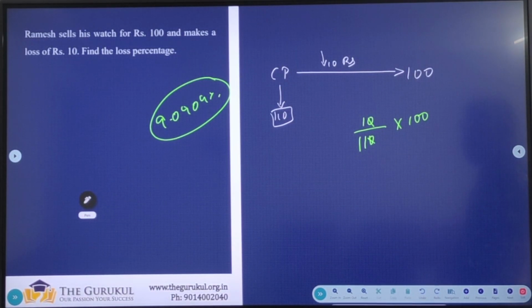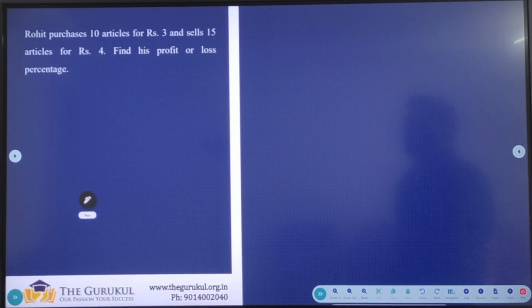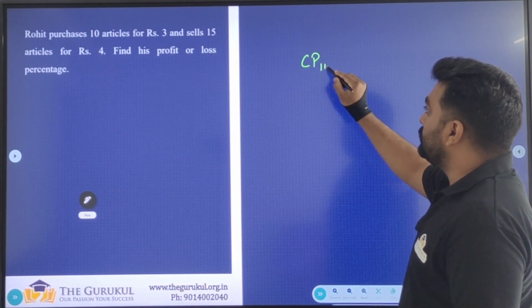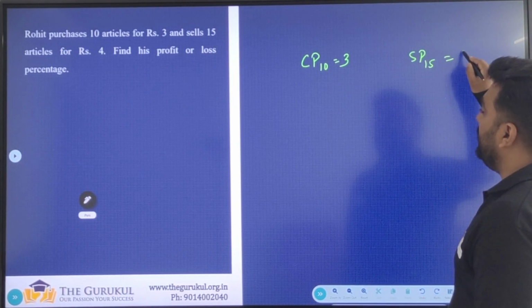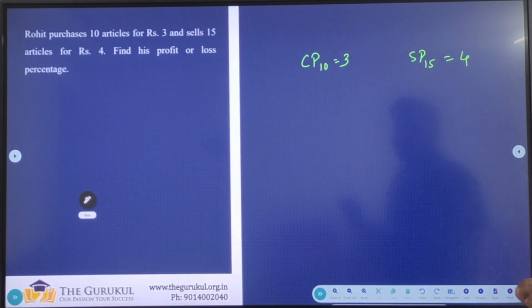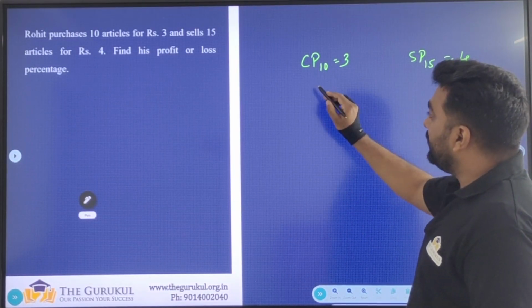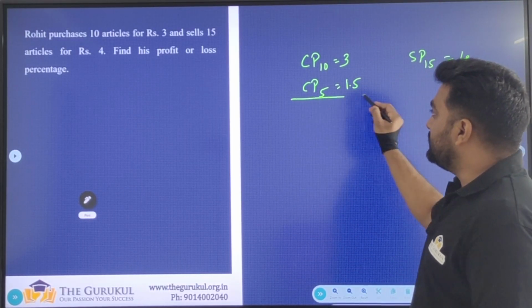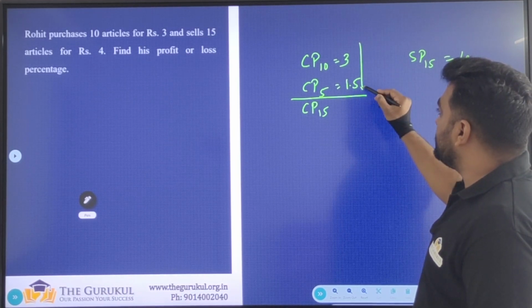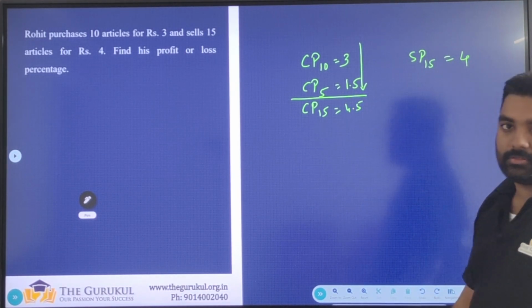All this will be easy if you know the fraction values. If you don't know fraction values, again a lot of time will be wasted when you are calculating. Next, Rohit purchases 10 articles for 3 rupees. So cost price of 10 articles equal to 3 rupees. Selling price of 15 articles is equal to 4 rupees. First of all, if I want to sell 15 articles, I need to purchase 15 articles. If cost price of 10 articles is 3, can I say cost price of 5 articles will be half, which is 1.5? The same way, cost price of 15 articles will be sum of these two values, that is 4.5 rupees.